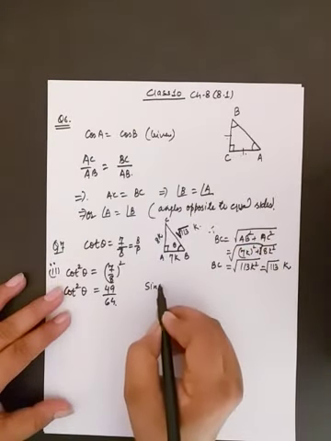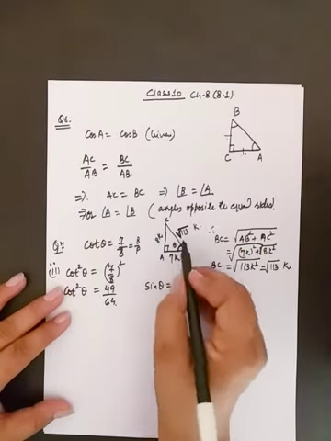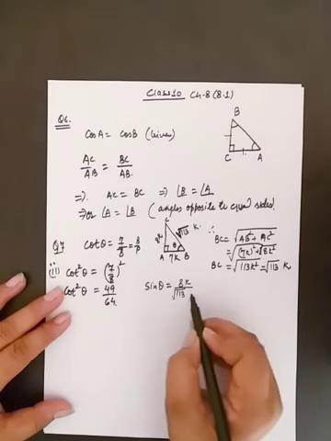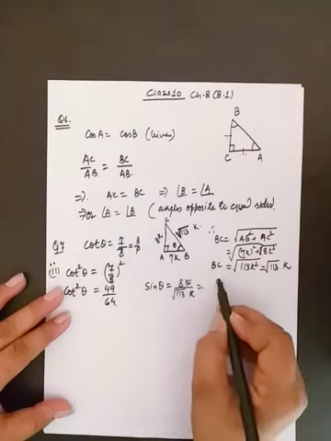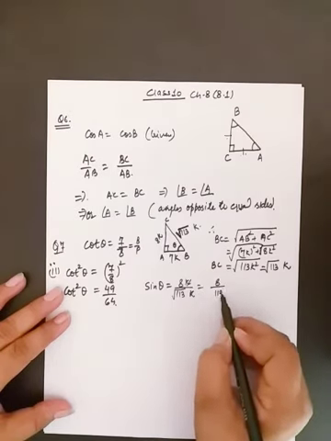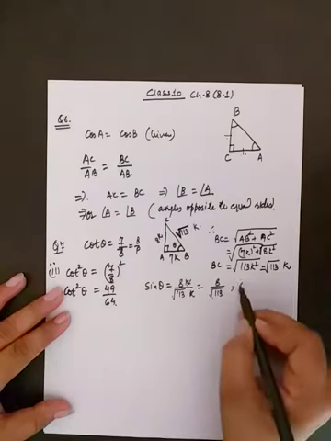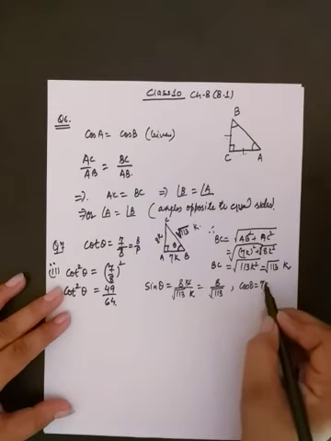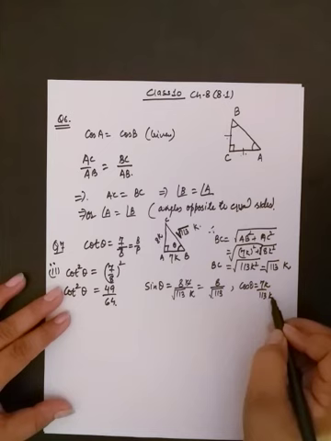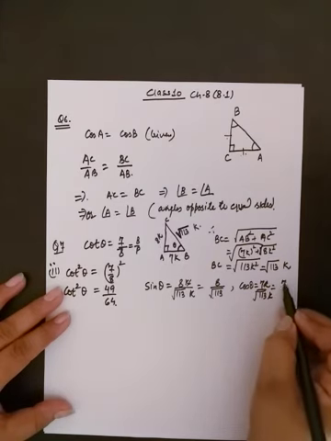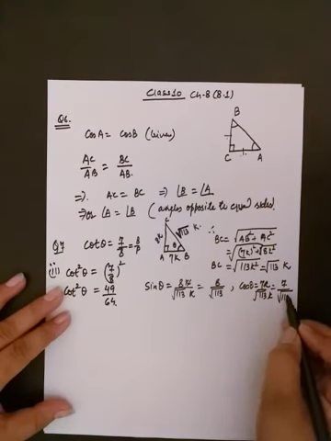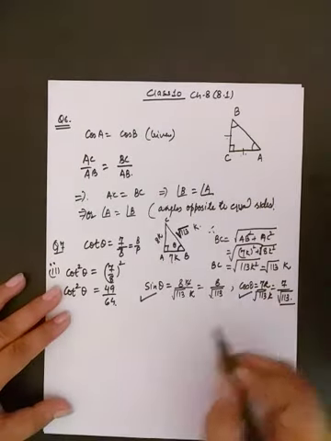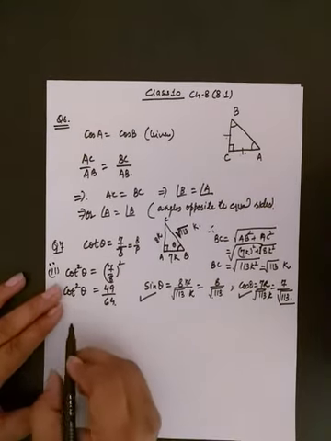Now we can find the value of sine theta. Perpendicular over hypotenuse. 8K by root 113 K. It will be 8 by root 113. And cos theta will be base over hypotenuse. 7K by this. And we get 7 by root 113. Now we have the values of sine theta and cos theta. So we can solve part 1.